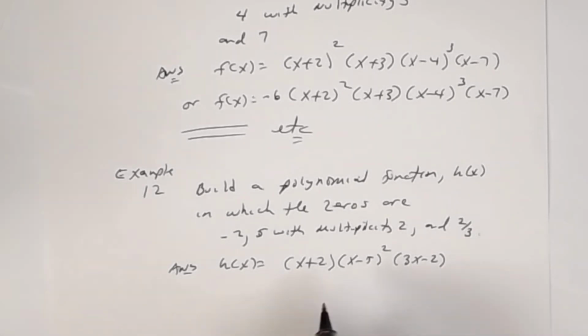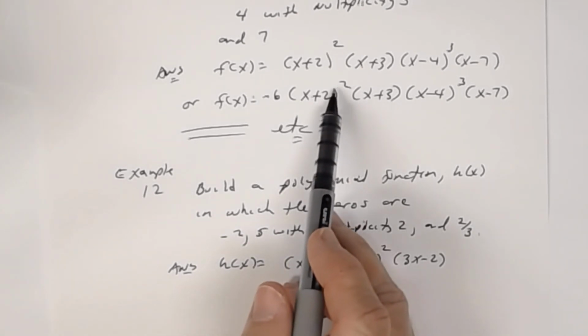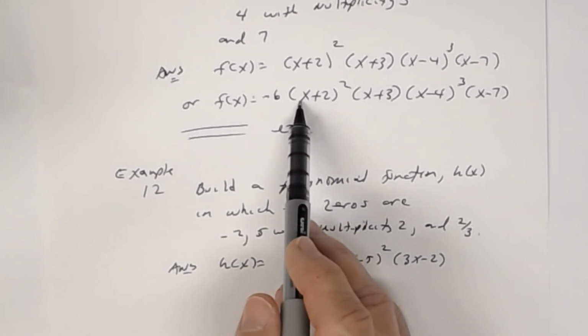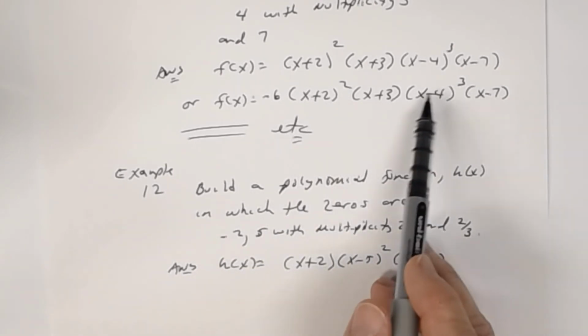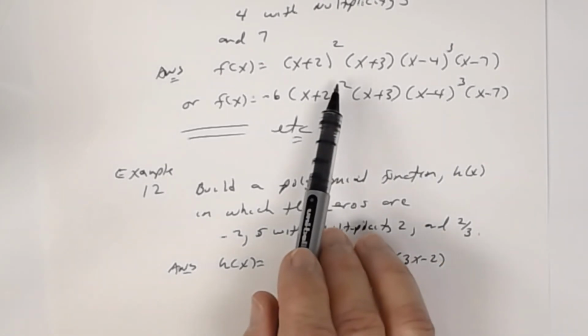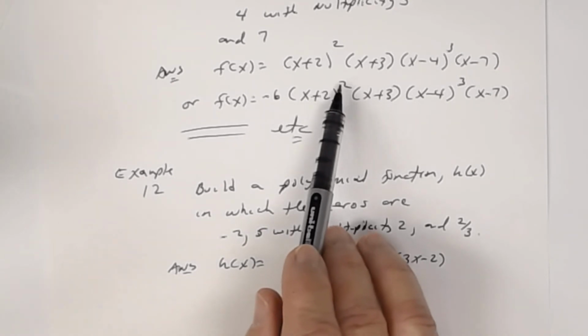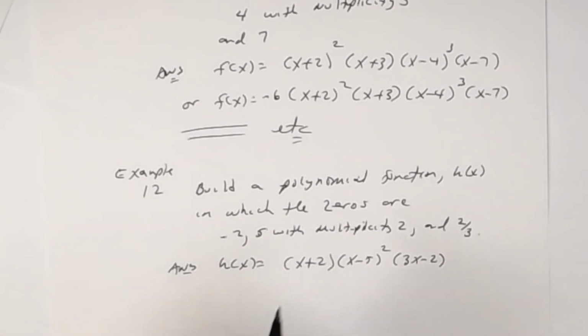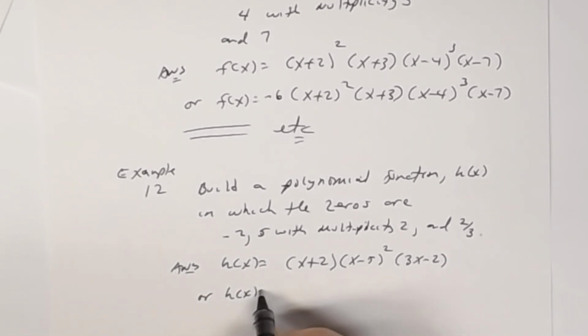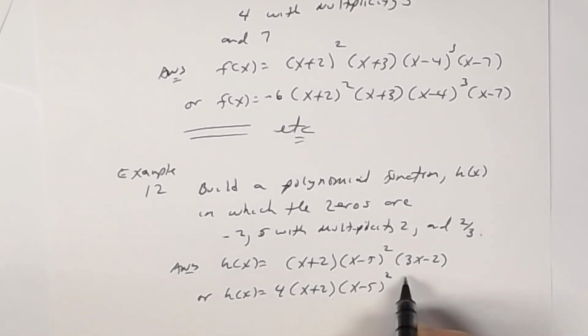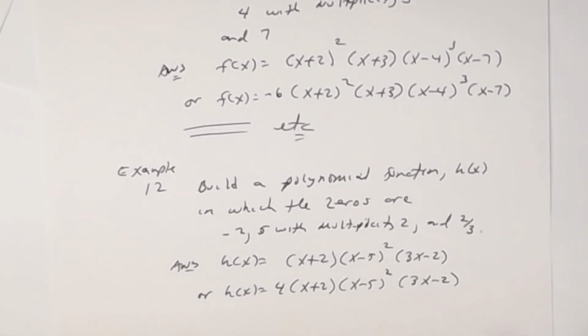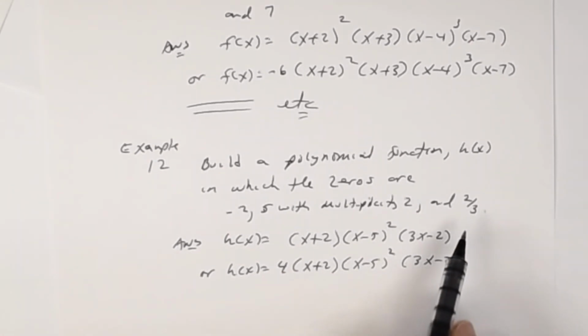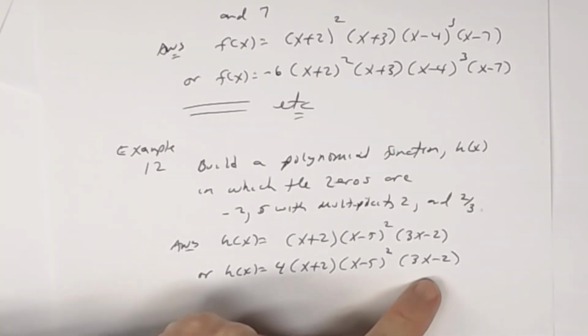Okay? All right. Now remember, for the ones with the exponents other than 1, you could have listed it twice. So this you could have said x plus 2 times x plus 2, and this you could have listed 3 times. But it is better to leave it with the exponent. All right. Now someone else could have said this. Someone else could have said 4 times x plus 2 times x minus 5 squared times 3x minus 2. Okay? All right. Let's do one more with a fraction just so you can quickly write it the way that I want you to write it.